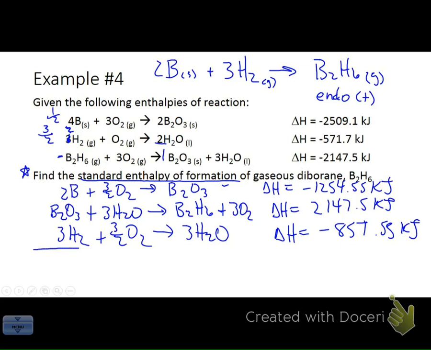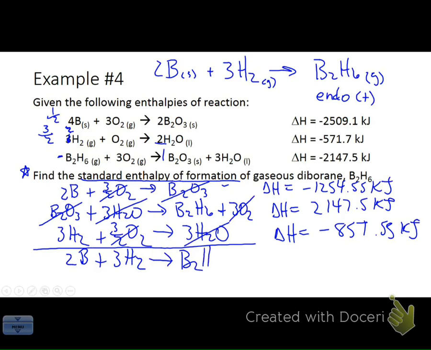All right, let's add this up and make sure everything cancels out. We talked about the 3 waters going away. There they are. The B2O3s go away. And then we have some oxygen that needs to disappear also. I have 3 oxygens over here. I have 3/2 and 3/2, so remember that's 1.5 and 1.5, so those together equal 3. So that cancels out. So we're left with 2B plus 3H2 goes to B2H6. That's the overall reaction we were looking for.